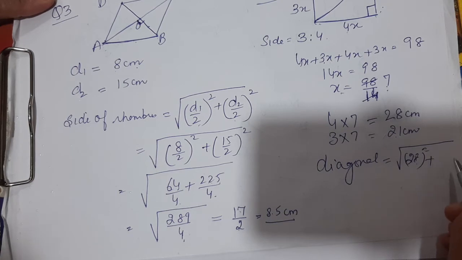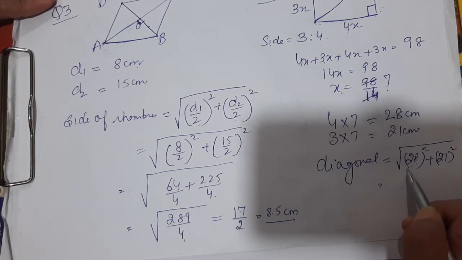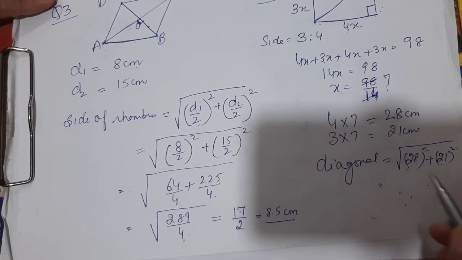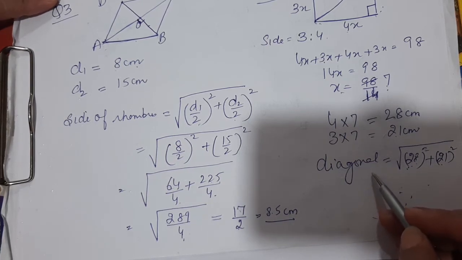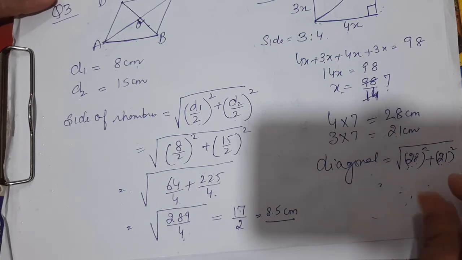So 28 square plus 21 square. So you will take out the square of 28, beta. You will multiply 28 two times and 21, and then after solving it, you will find the square root of this number and that will give you the length of the diagonal. Clear, beta? Now we are on the fifth sum.